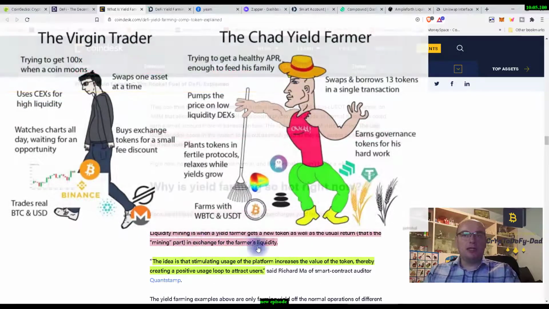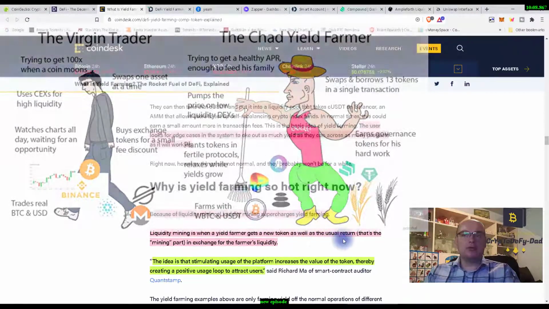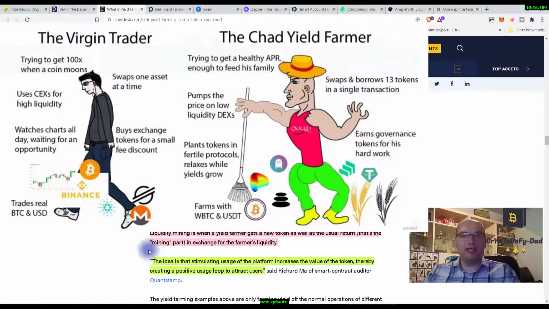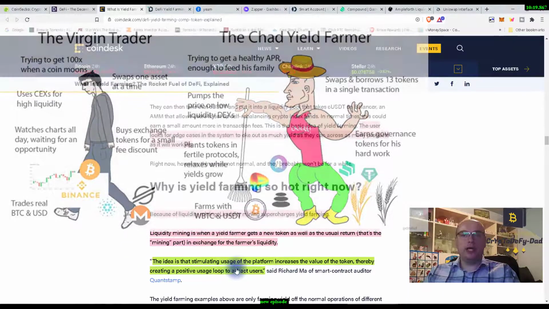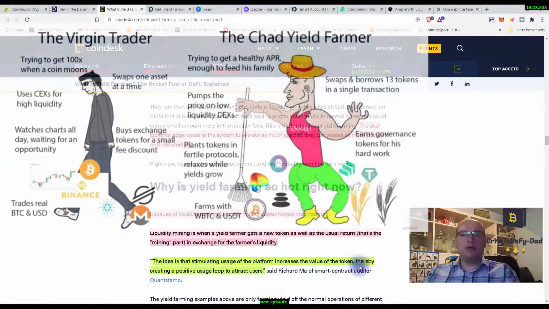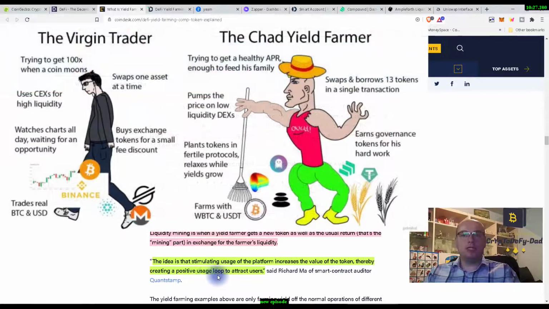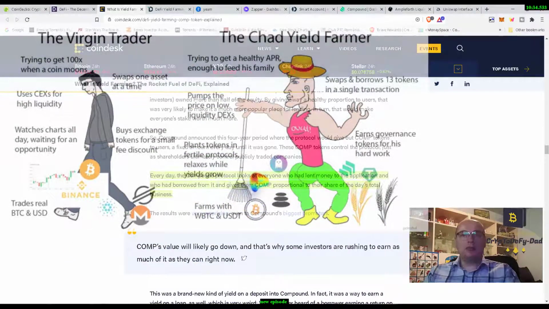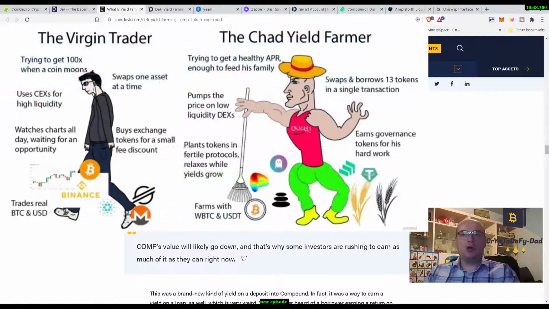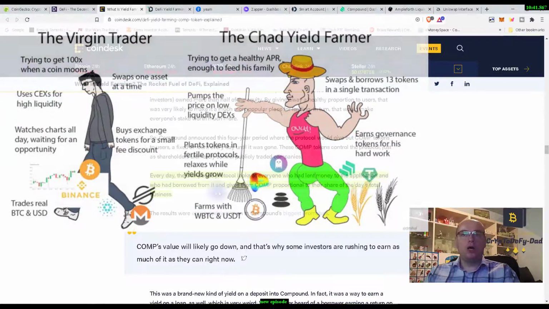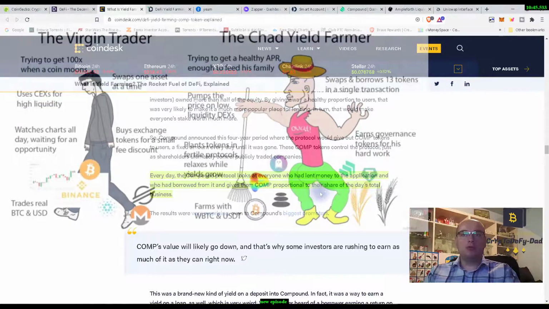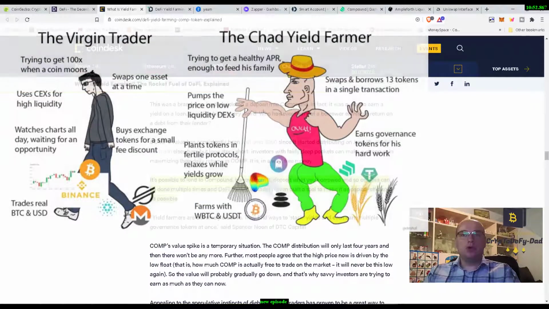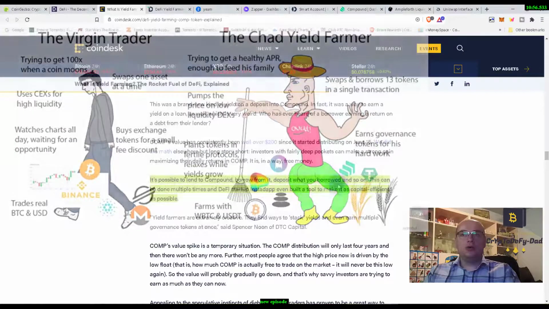Liquidity mining is when a yield farmer gets a new token as well as the usual return. That's the mining part, in exchange for the farmer's liquidity. The idea is that stimulating usage of the platform increases the value of the token, thereby creating a positive usage loop to attract users. Every day the Compound protocol looks at everyone who has lent money to the application and who has borrowed from it, and gives them Compound tokens proportional to their share of the day's total business. It's possible to lend to Compound, borrow from it, deposit what you borrow, and so on.